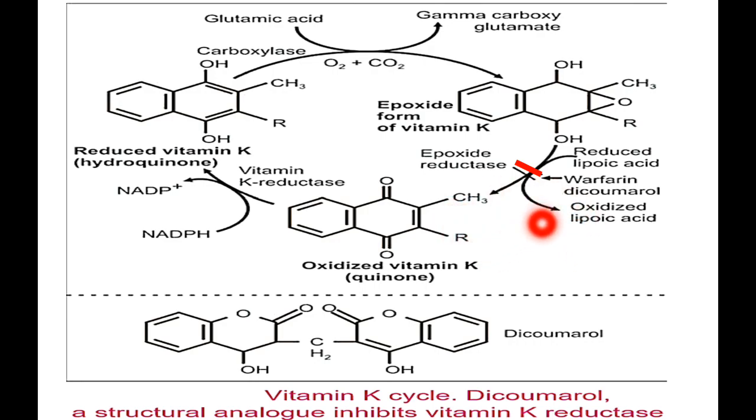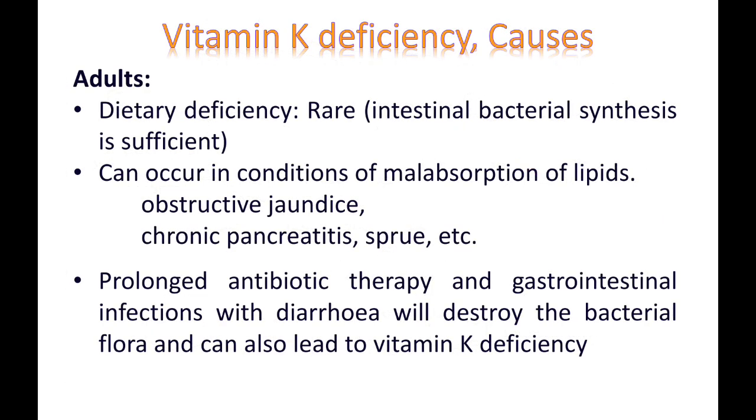This is competitive inhibition. When we study the enzymes chapter, just remember that a structural analog means competitive inhibition of enzymes. So the epoxide reductase enzyme is completely inhibited by warfarin and dicumarol. So this is the vitamin K cycle.